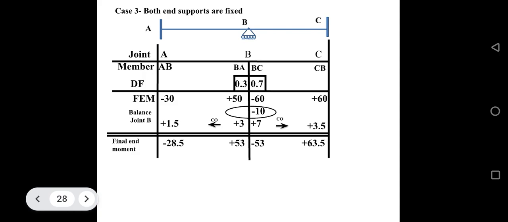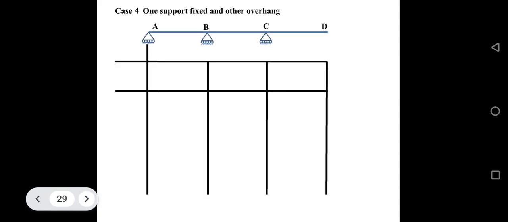Now let's discuss the next case, that is case number 4. You can observe that support A is simple, support B is continuous, and support C is called an overhanging support. There is no support at D. Now how to prepare the moment distribution table for this.